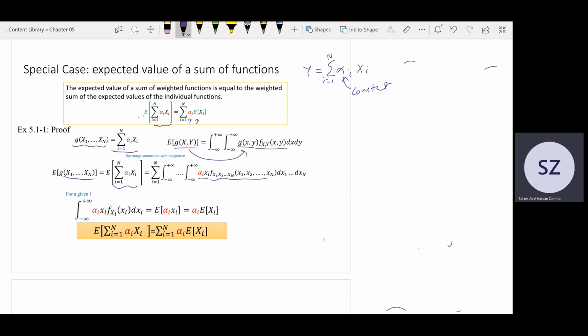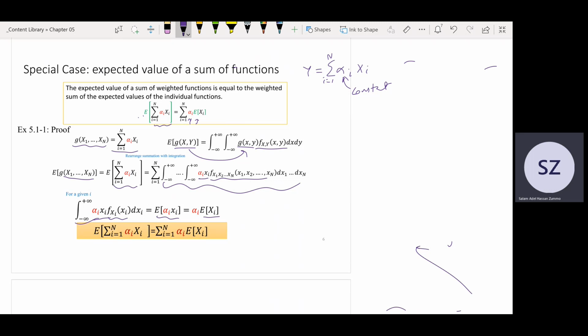Expected value. So now for every i, what is the integral that I have here? For every i I am multiplying alpha i xi with this joint PDF. Do I need this whole joint PDF for when I have xi only? All the integrals will give me what we call the marginal PDF of x. So all this for the specific xi will boil down to alpha i times the integral, which is the expected value of alpha i xi, which is alpha i multiplied by the expected value.